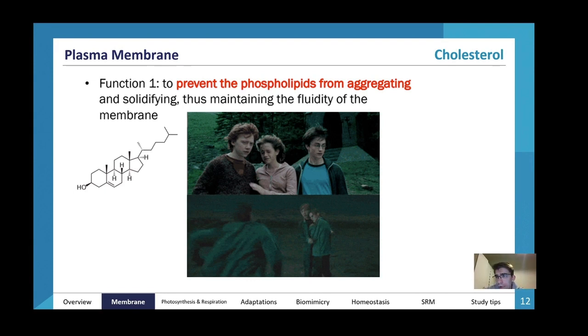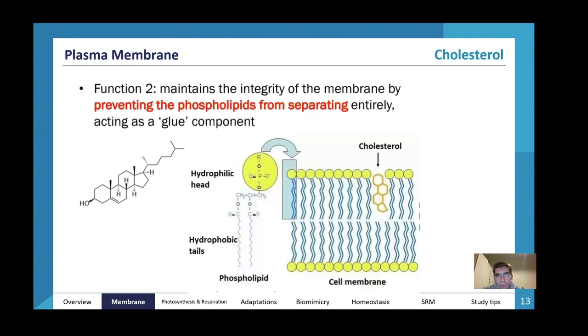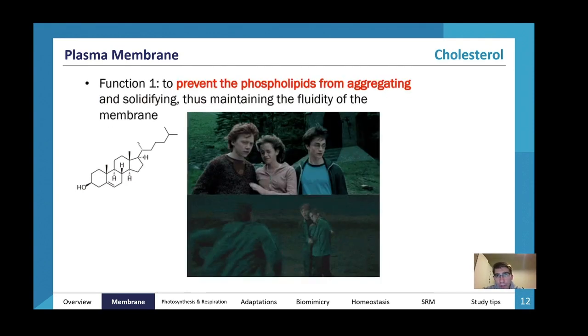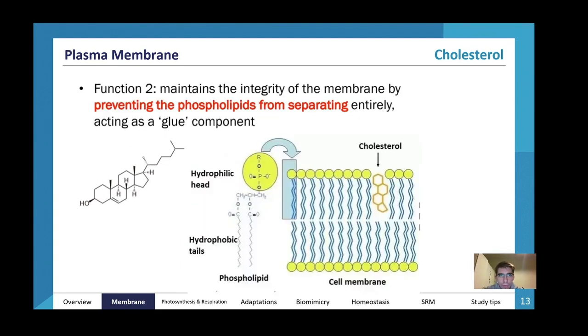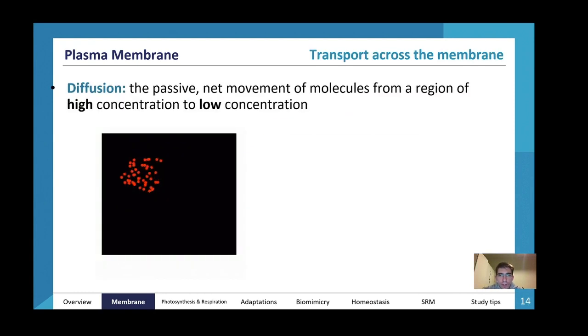But according to the VCE study design, it is very crucial, super crucial for you guys to understand the function of cholesterol. It prevents phospholipids from aggregating and solidifying, thus maintaining the fluidity of the membrane. So they are super, super important. The second function is that they maintain the integrity of the membrane by preventing the phospholipids from separating entirely, acting as a glue component. Again, it is immensely important for you guys to understand the function of cholesterol.